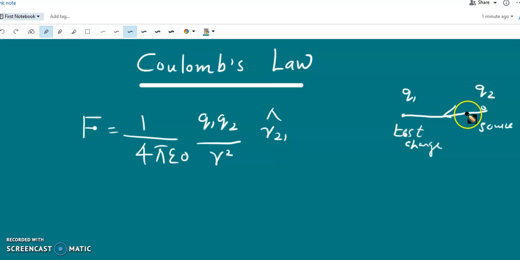It is always acting along the test charge. So this force is repulsive. The test charge will get repelled due to this force. So this will just move along this direction.